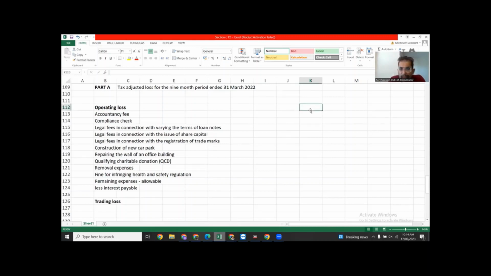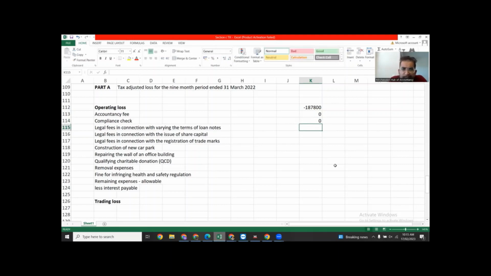So now, what is the operating loss? Can anybody tell me? It's 187,800 negative. Now, next thing is accountancy fee. Accountancy fee was an allowed expense, and for allowed expense we write 0. Then we have compliance check. Compliance check is also allowed. Although it was included in accountancy fees, I have written it in a separate line, and it's allowed.